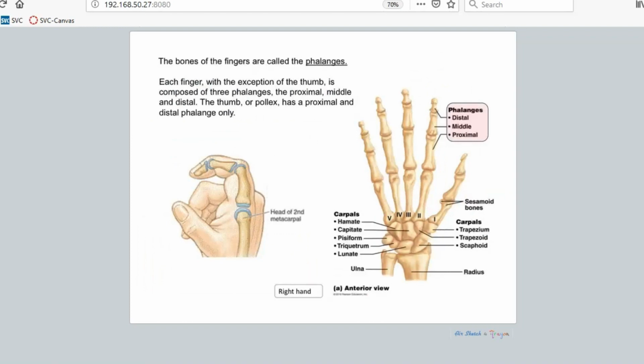Then we get to the fingers, and the bones of the fingers are called the phalanges. And there's one exception here, but the phalanges are each composed of 3 bones. You have a proximal phalange, you have a middle phalange, and you have a distal phalange. So all of these fingers here are actually composed of 3 bones, and there are joints in between each of these, and so there's movement that's allowed at each of these.